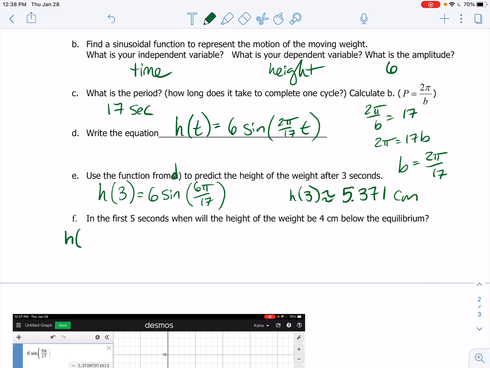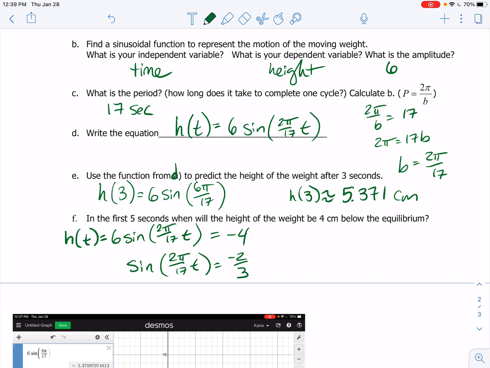So basically, h of t is equal to 6 sine of 2 pi over 17t. Yeah, that was our equation. We want to know, when does this equal negative 4? Because it's 4 centimeters below. So I see that sine of 2 pi over 17t is equal to negative 2/3. Negative 2/3 is not on my unit circle, so I'm not even going to try.